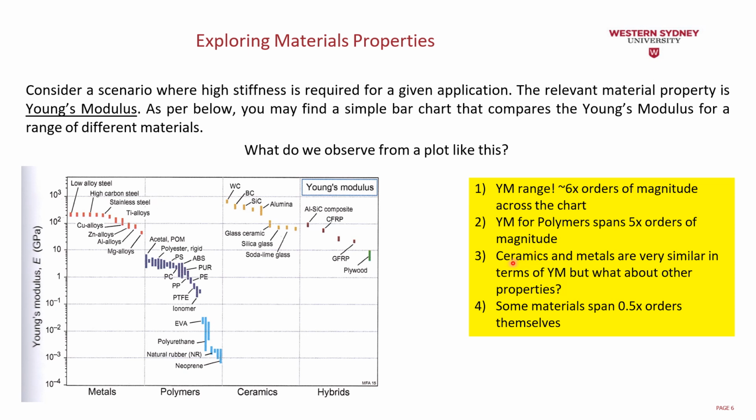Also, the ceramics and the metals are very similar in terms of the Young modulus, but what about the other properties beyond the Young modulus? The metals span these two orders. This is the same thing here. Some materials can span only half an order of magnitude themselves. Okay. So that's what we learned from this diagram, and this is a very simple, basic analysis that we can talk about.